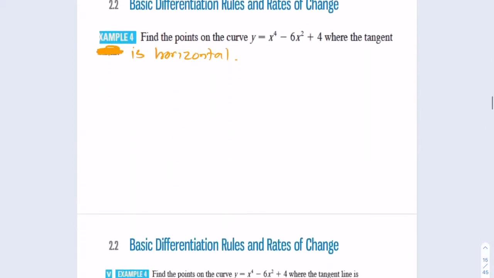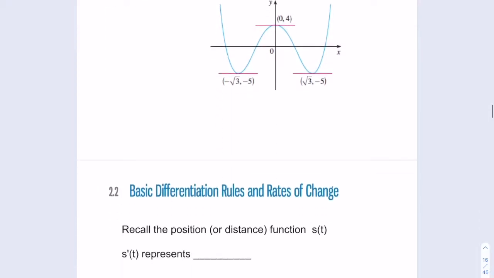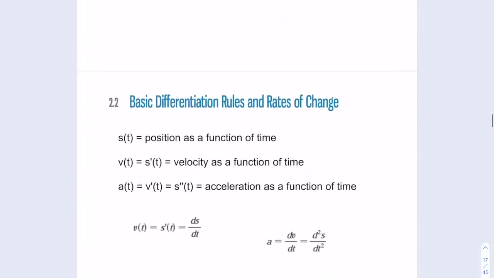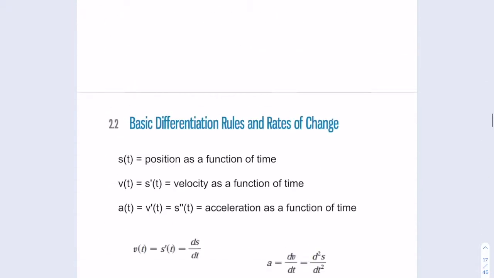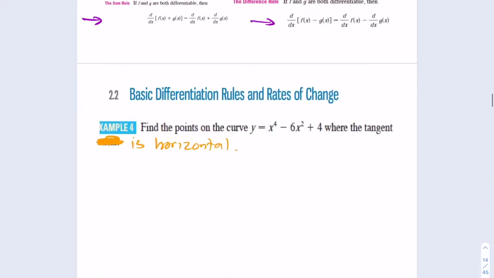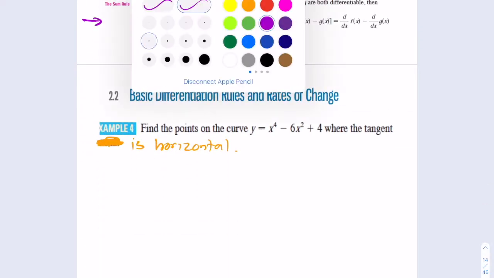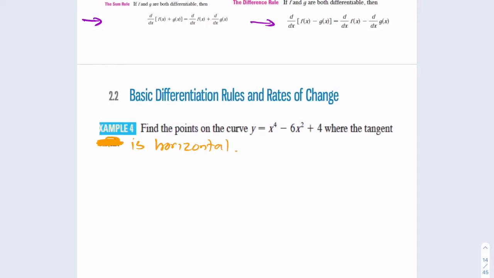Oh, wait, I think I have one more. Wait, hold on. Oh, there's more. I'm sorry. Let's keep going. Example 4. Okay. Find the points on the curve y equals x to the 4th minus 6x squared plus 4, where the tangent is horizontal.